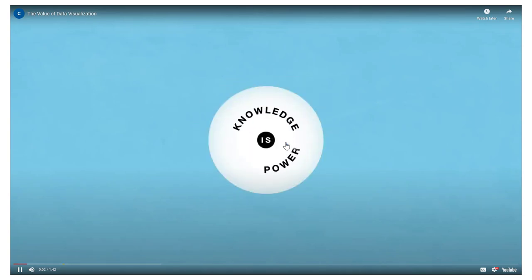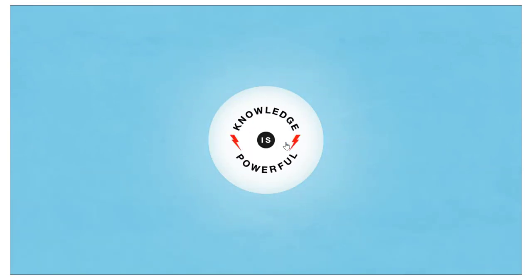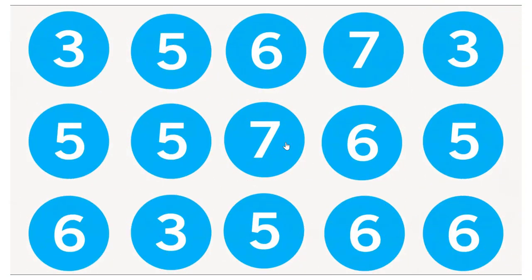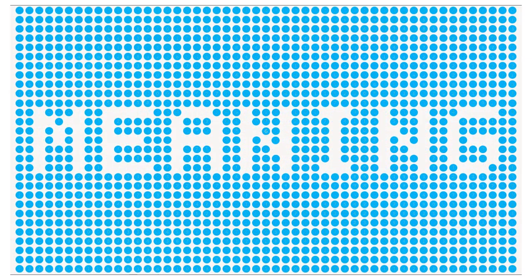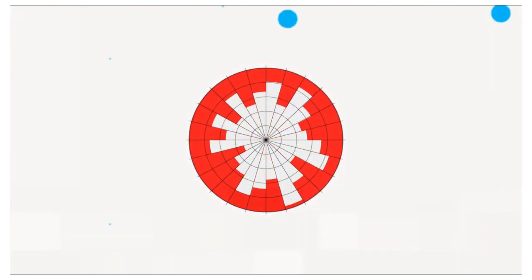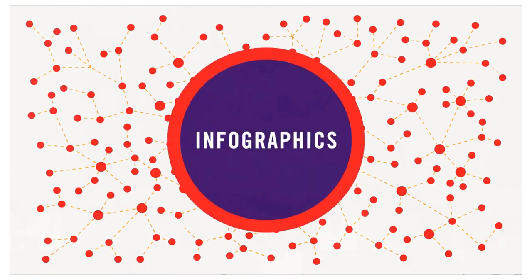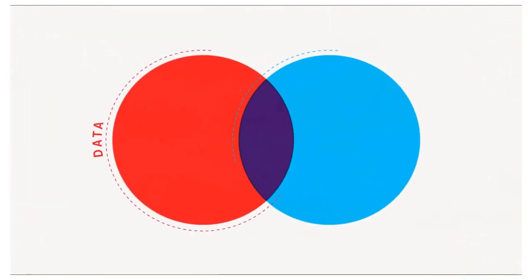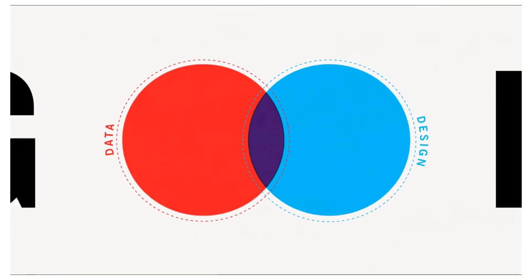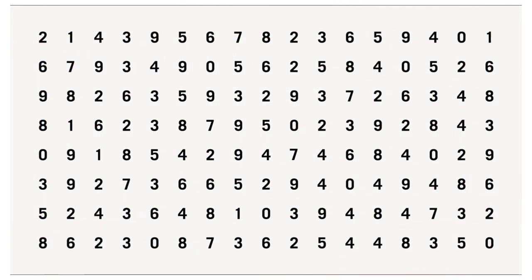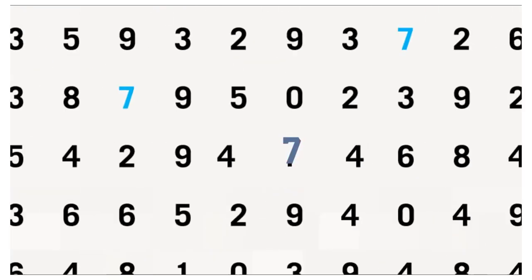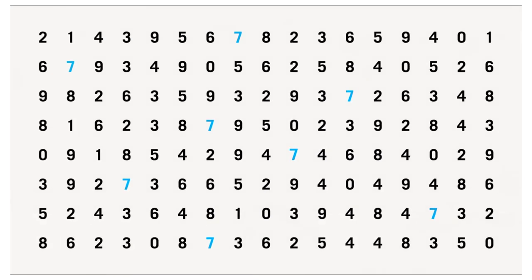They say knowledge is power, but how do we make knowledge powerful? Especially when that knowledge comes in the form of data. Lots of data. How do we find the meaning? Tell the story. Share the story. Infographics. Where data meets design. What makes good data visualization? Take a few seconds to count the sevens in this number set. How many were there? Not sure? Now try. A simple color change makes comprehension almost instant.